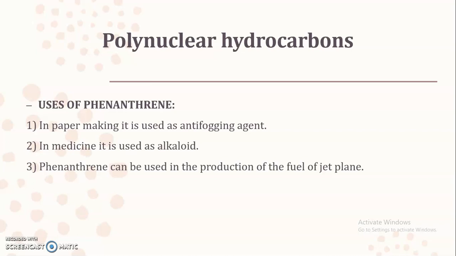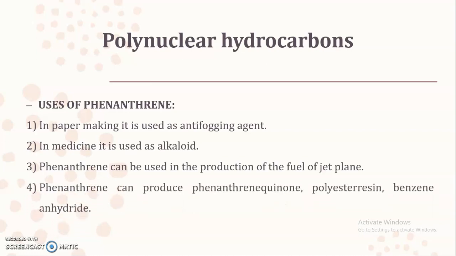In addition to that, phenanthrene is also used in the production of fuel for jet planes. So phenanthrene is one of the components used for the production of fuel used in jet planes. Then phenanthrene can produce phenanthroquinone, polystyrene and benzene anhydride. So these different compounds are used as synthetic starting materials for different compounds like medicines, dyes, and so on. That is one of the important uses of phenanthrene, which is used for the production of phenanthroquinone, polystyrenes as well as benzene anhydride.